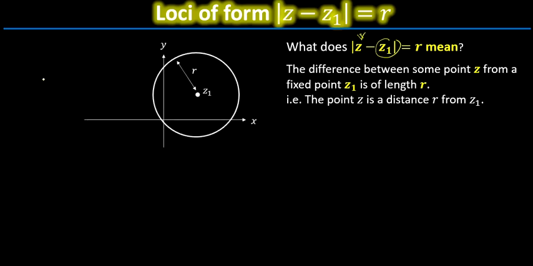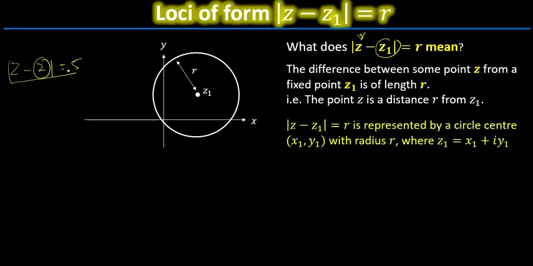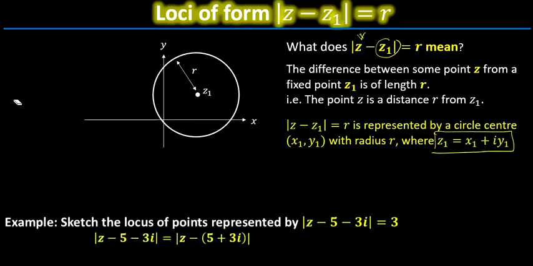Whenever you have the structure, for example |z - 2| = 5, it means the center is 2 and the radius is 5. This way you identify the shape of the loci, the shape of those complex numbers satisfying |z - z1| = r. Clear? And that is your known point with a real part and imaginary part. This is just an example.